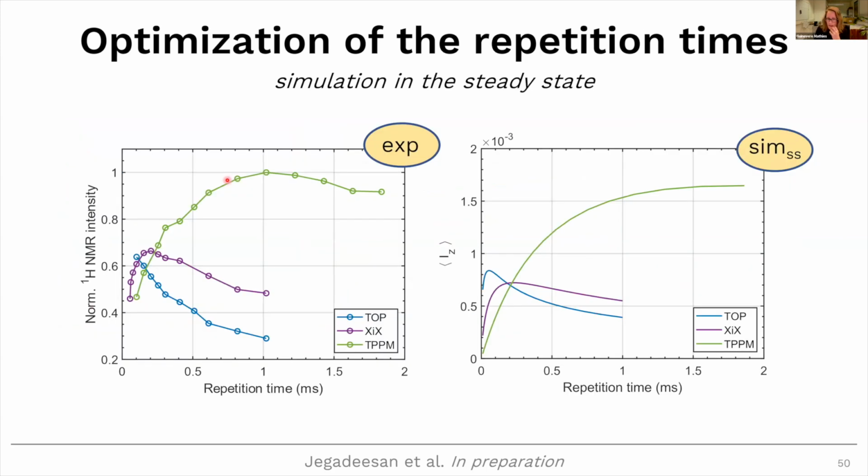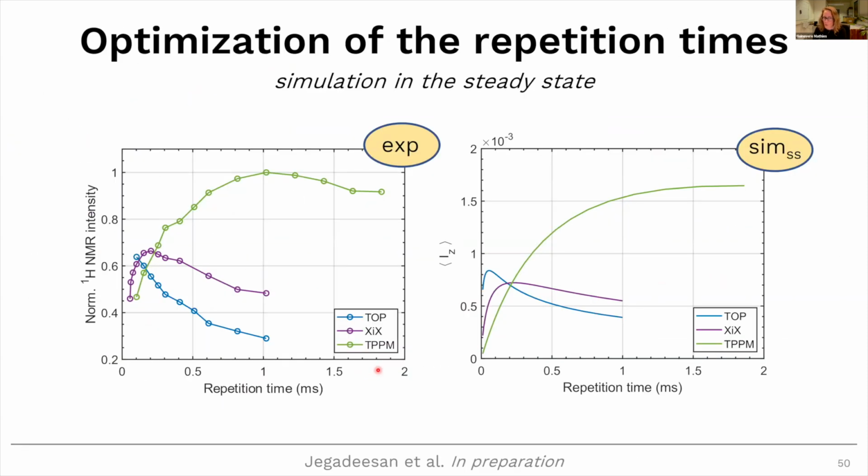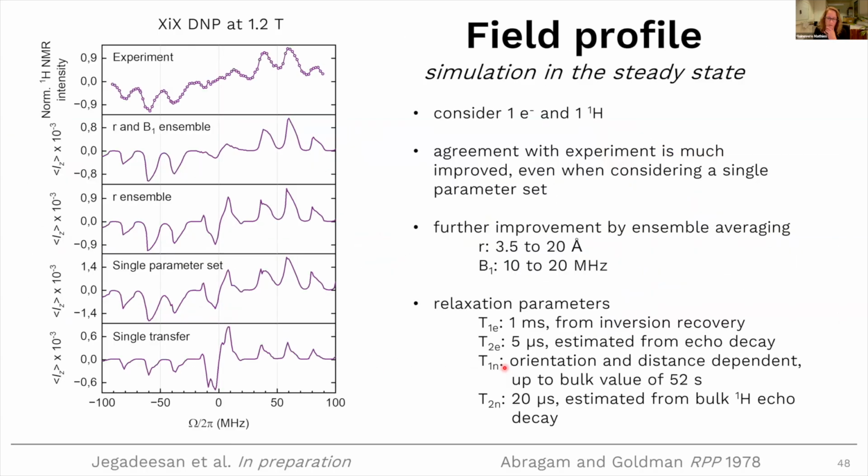So what we do see is that the values that you pick have a big effect actually. For the T1 in particular, if you pick your T1 too short, you see that your field profiles start to look essentially like the single transfer again. And also if you make your T2 too short, then you also get strange behavior. But we think that what we've done right now is a reasonable way of doing it, because we can simulate both the field profiles and the contact curves and also the optimization of these repetition times. We can simulate that with one set of parameters.